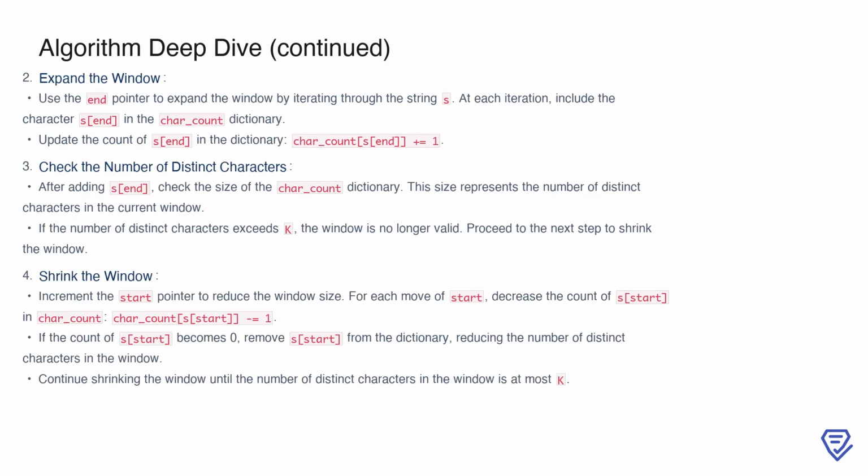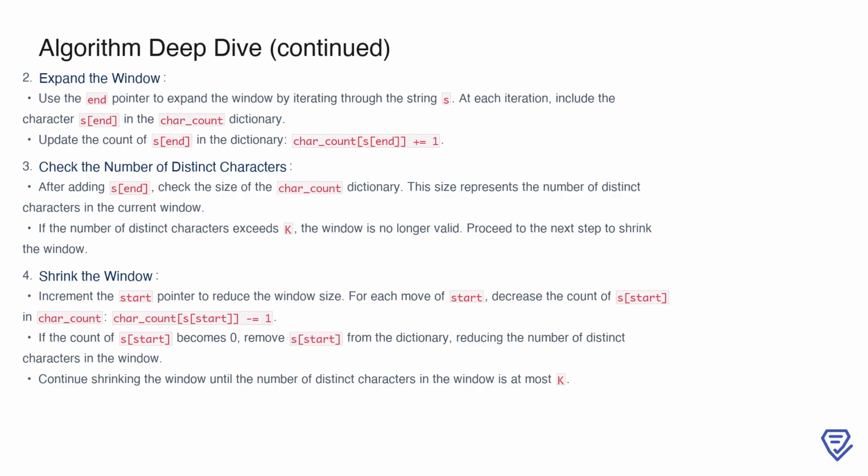Next, we expand the window by moving the end pointer through the string. For each character s[end], we add it to the char_count dictionary and update its frequency. This step ensures that our dictionary always reflects the characters currently in the window.